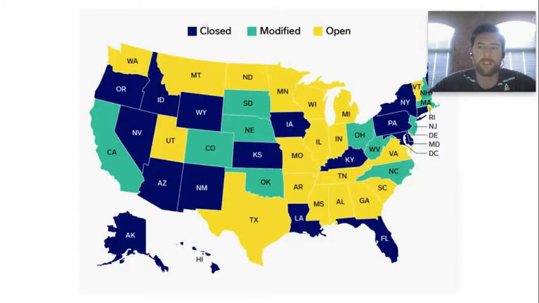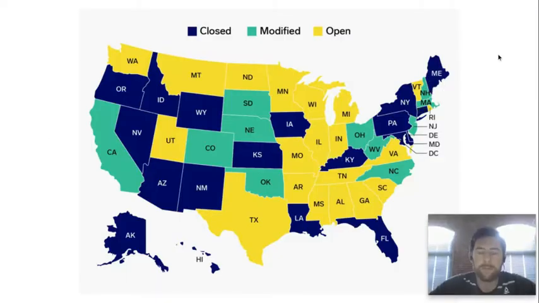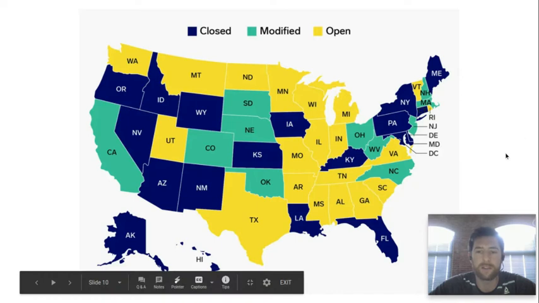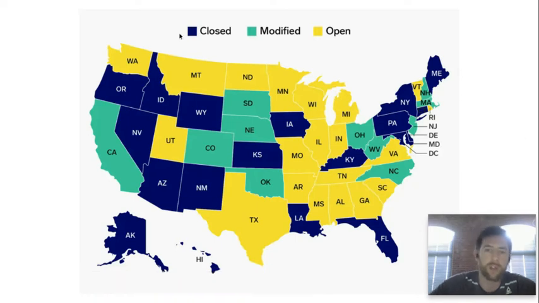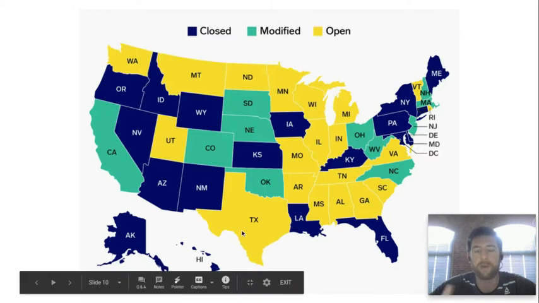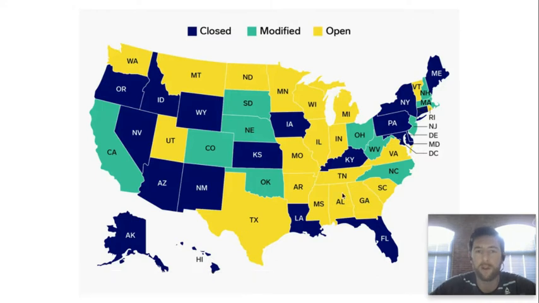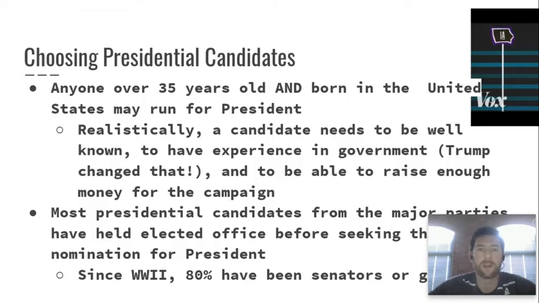So those are the two distinct differences. Here's a map of the different states that have closed, open, and also something called modified primaries. They're a little different. We won't really get into that today, but as you can see, it's kind of spread out. I would say there are probably more open primaries than closed primaries. It is pretty close, but for the most part, open primaries tend to be the more popular.